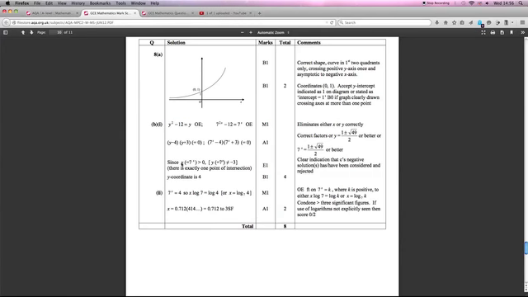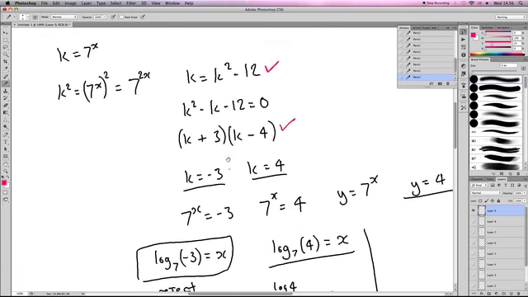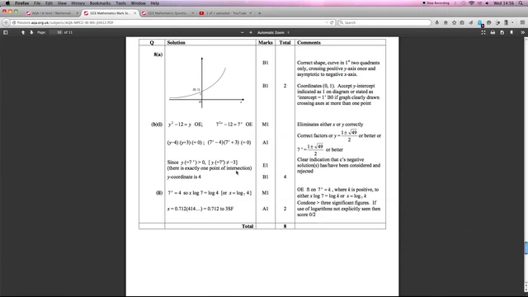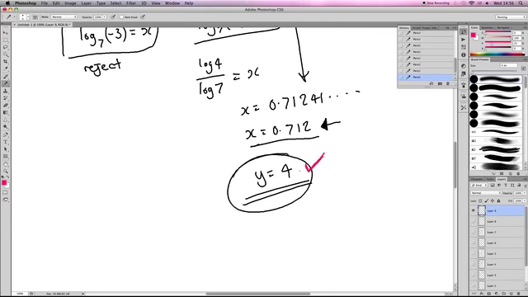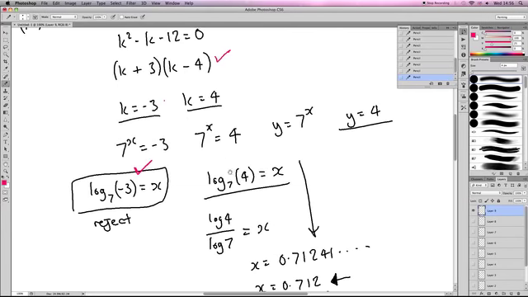Next. They've rejected one answer. So I've rejected my answer right here. And then they've just said y is 4. I'll put it down here though. So that's a bit weird. That's really weird in fact.